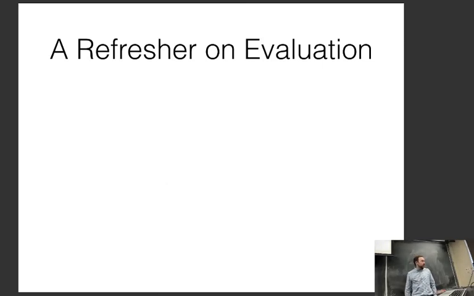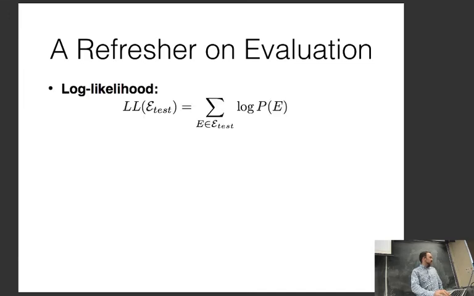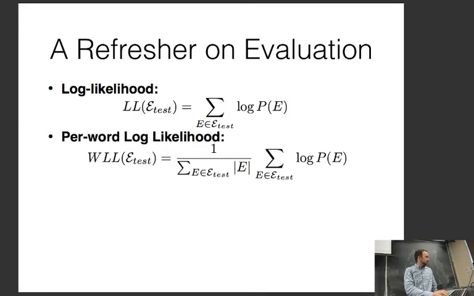Okay, so a brief refresher on how we evaluate these models. One way we can evaluate a language model is through log likelihood. Let's say our output is E here, which switched from X in the previous slide. Then we have a test corpus, which is calligraphic E. And to calculate the log likelihood over the test corpus, we add together the log likelihoods of each sentence.